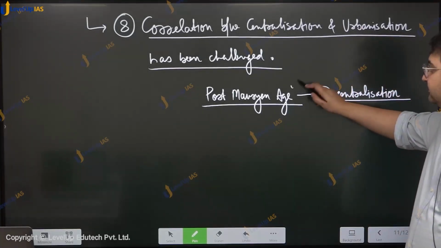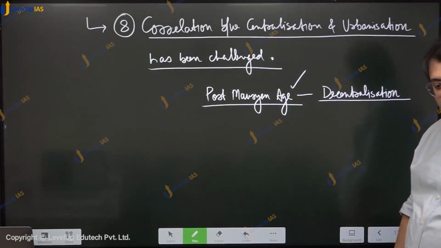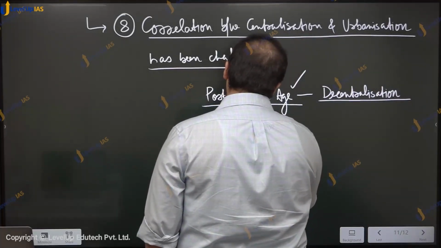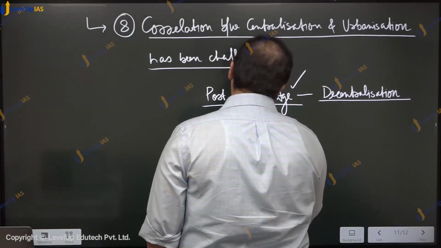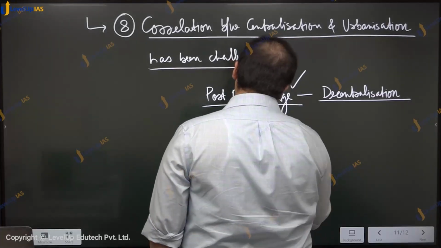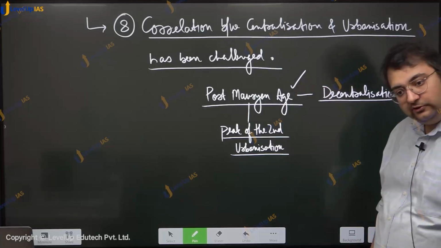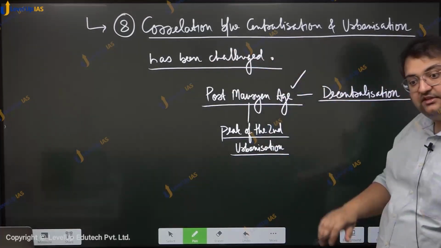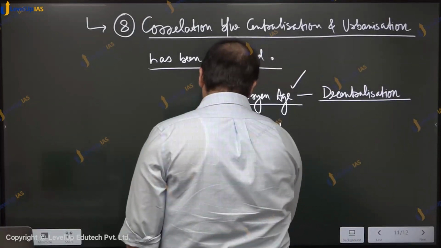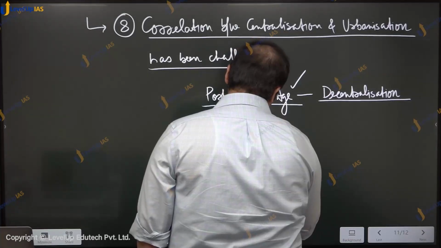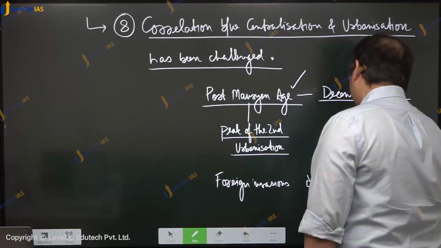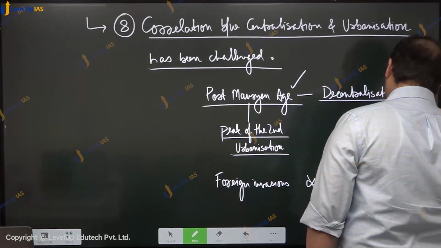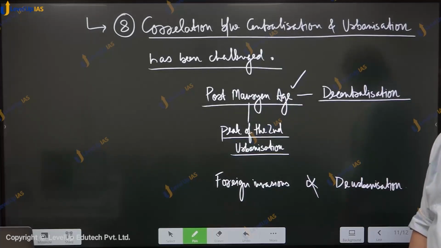And this age itself is accepted by R. S. Sharma and the other Marxist historians to be the peak of the second urbanization. They have argued that did this age also not witness foreign invasions? It witnessed foreign invasions. As a result, there is also no direct correlation between foreign invasions and the decline of urbanization. So, foreign invasions are not directly proportional to deurbanization. In fact, they can be inversely proportional to deurbanization also, urban decay also.